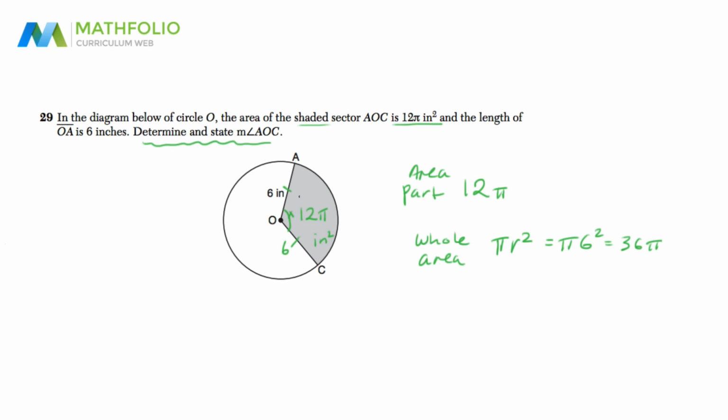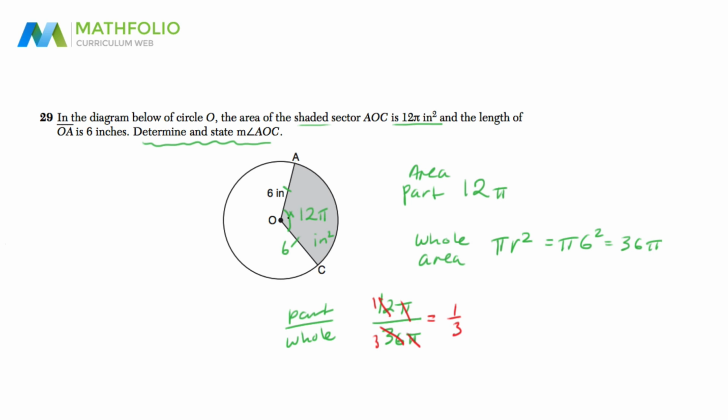So the fraction of this circle that's shaded is the part, which is 12 pi, all over the whole, which is 36 pi. If you look at this, maybe you're seeing that we can cancel some things. We can cancel the pi's, so we end up with 12 over 36, and if you divide both by 12, you end up with 1 over 3. So the fraction of the circle that's shaded is 1/3.